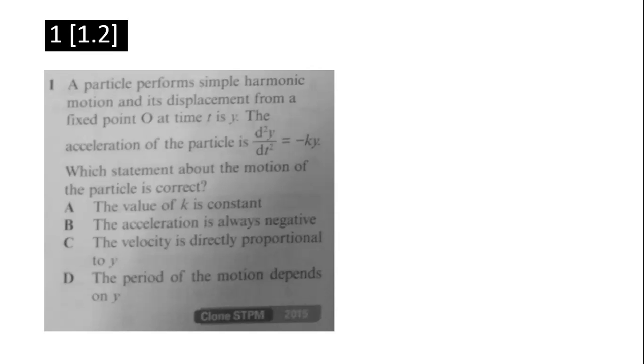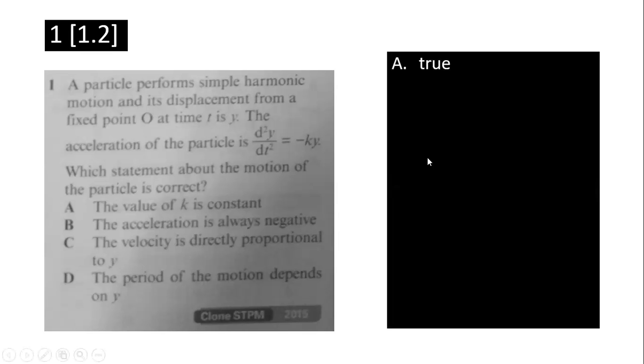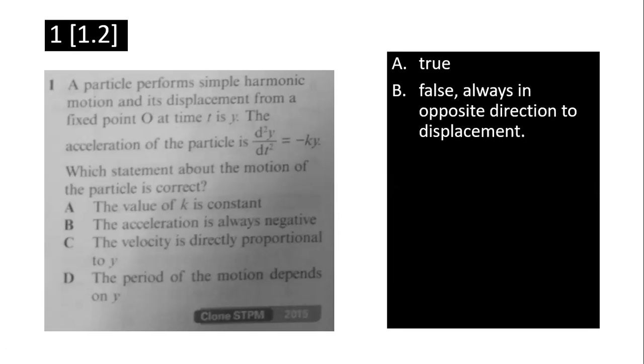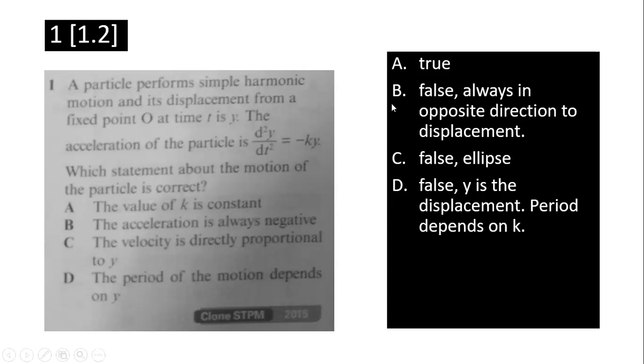The velocity is directly proportional to displacement. No. Period of motion depends on y. No. For a system, the period is constant. So one is true. B, you cannot say it's always negative. Sometimes it's positive, sometimes it's negative. It depends on the direction of the displacement. It's an ellipse, so it's not a straight line. That's why it's not proportional for velocity. False, y is a displacement. Period depends on k. Answer is A.